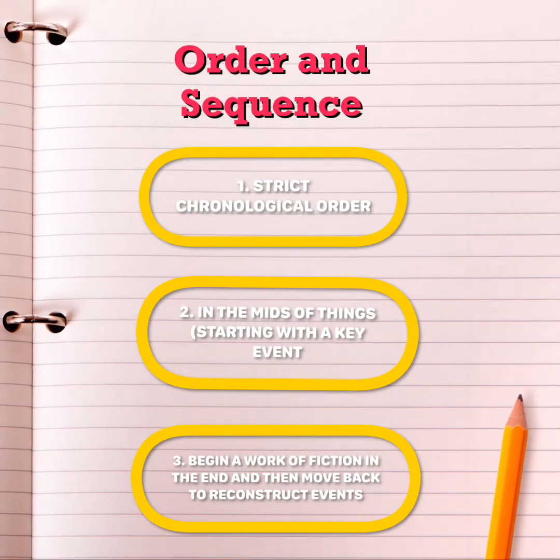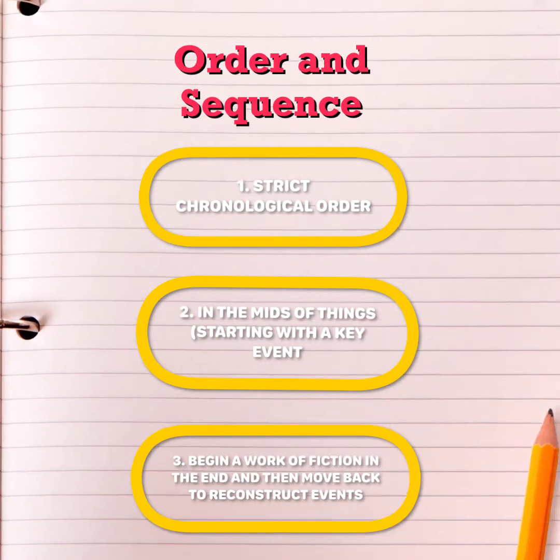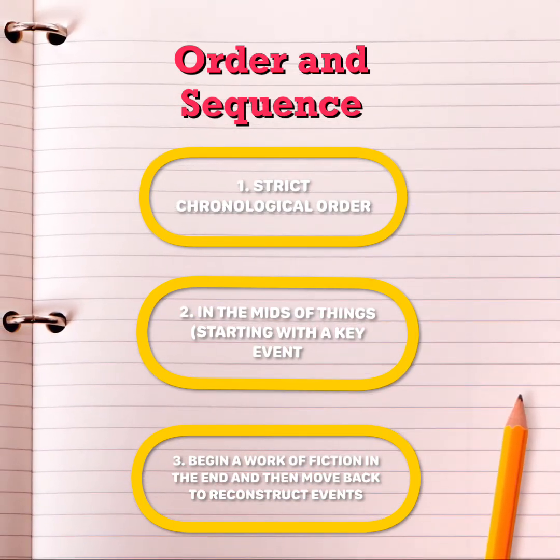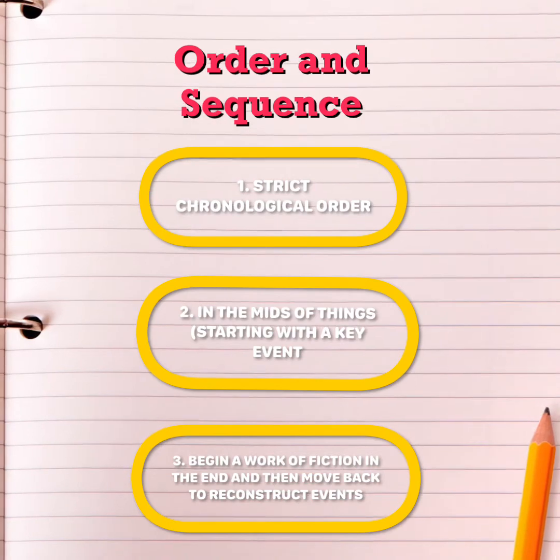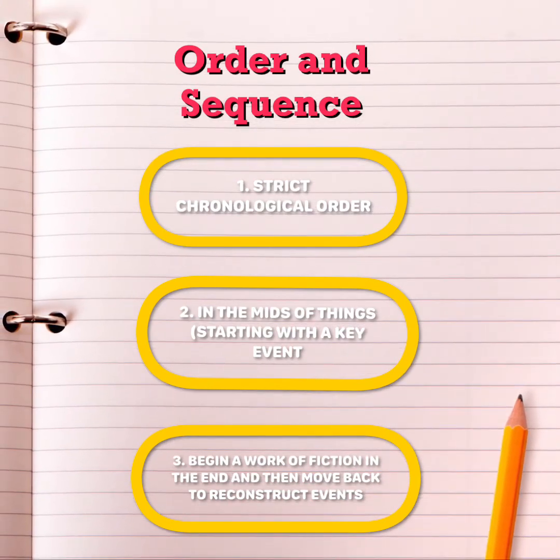Or a writer can decide to begin a work of fiction at the end and then move back to reconstruct events that led up to the final outcome. So it can be concluded that many sequences are possible as the writer manipulates events to create interest, suspense, confusion, wonder, or some other effect.